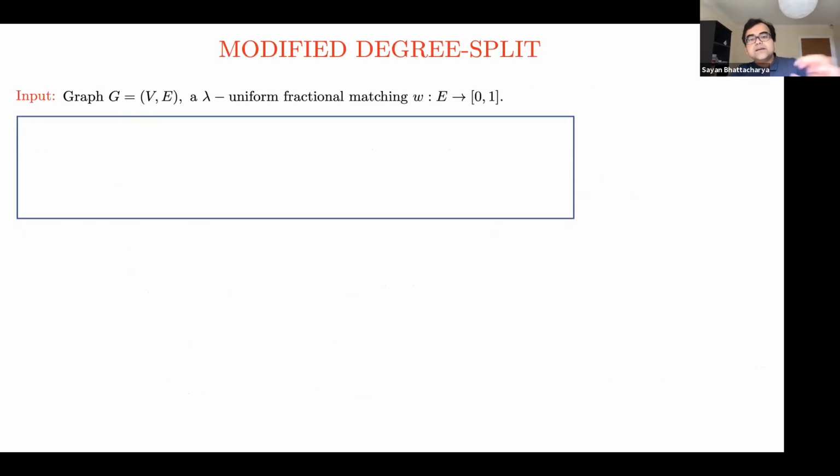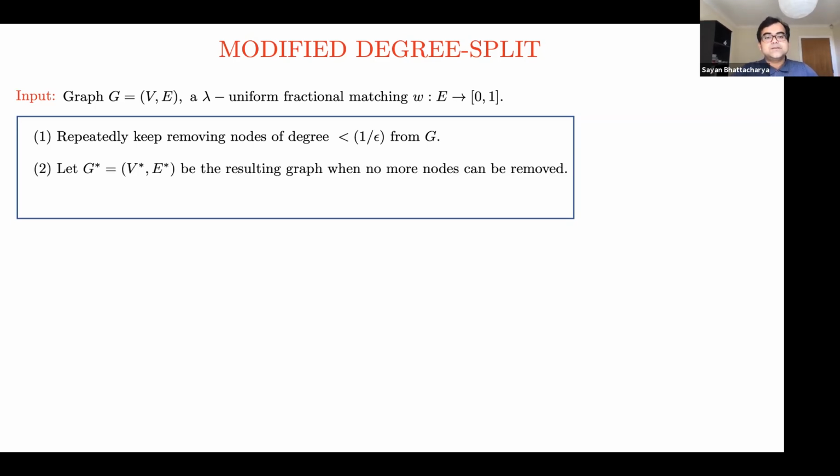And we incorporate this technical challenge by modifying our degree split subroutine as follows. Step 1, we repeatedly keep removing nodes with small degree from the graph. Step 2, once step 1 is over, look at the resulting graph G star, where no more nodes can be removed. And step 3, apply the original degree split subroutine on G star.